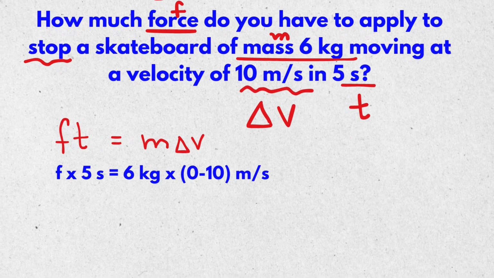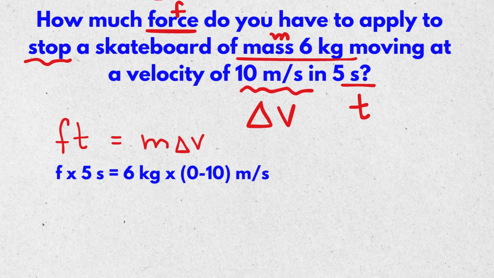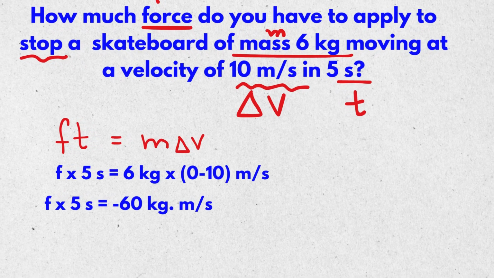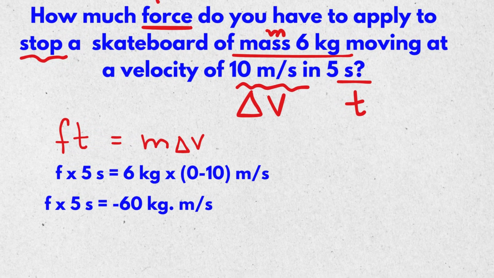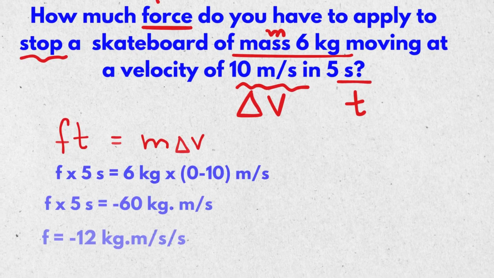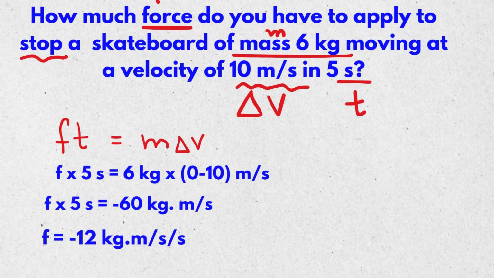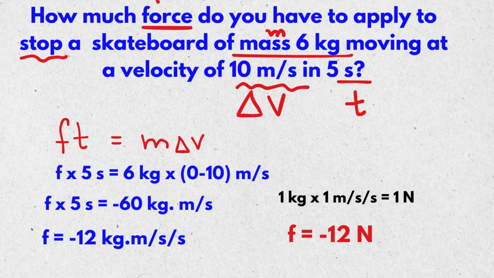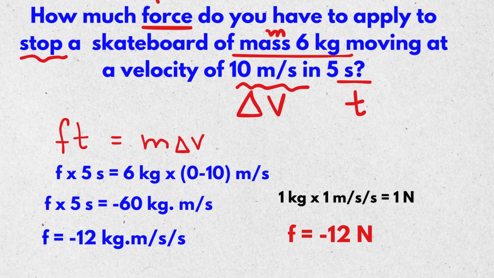Another thing that is important to do is write the units next to the numbers. For instance, you're going to put 5 seconds, 6 kilograms, negative 10 meters per second. So this way, you automatically know what the unit for the force is going to be. You can see the force calculated is negative 12 kilogram meter per second per second. From Newton's second law, F equals ma, we know that kilogram times meter per second per second is basically Newton. So 1 Newton equals 1 kilogram multiplied by 1 meter per second per second. So we can rewrite our answer in terms of Newton. So the force is negative 12 newtons.